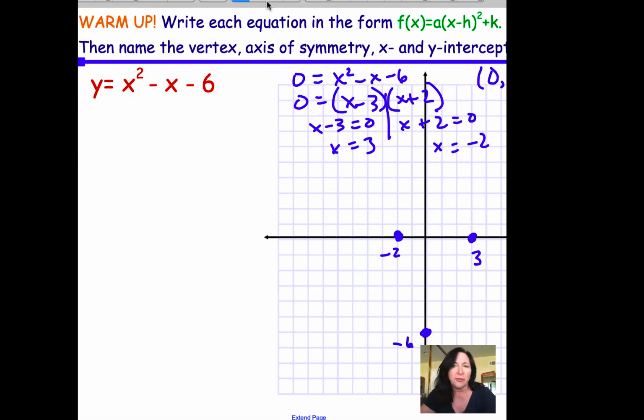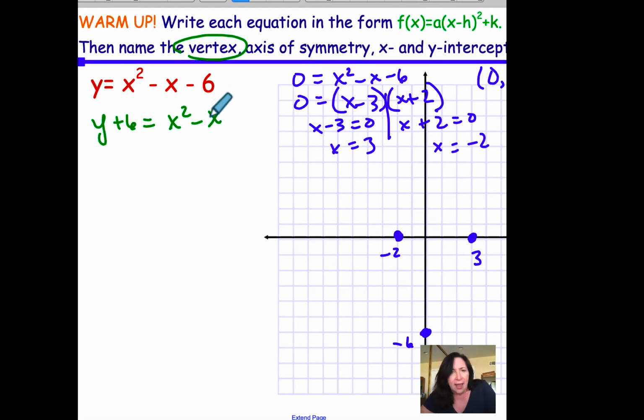Now we're going to find our vertex, and we're going to use completing the square to find the vertex. So we're going to move this negative 6 to the right. We're going to get y plus 6 is equal to x squared minus x. We're going to complete the square. Just keep in mind that when you complete the square, your x squared term, your coefficient in the front, your a term, has to be positive and it needs to be 1.